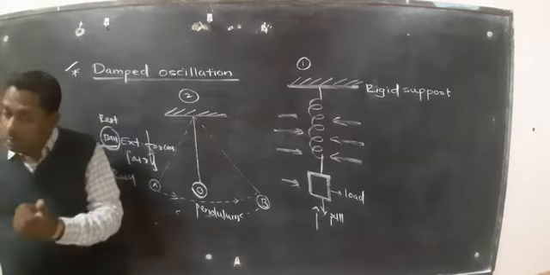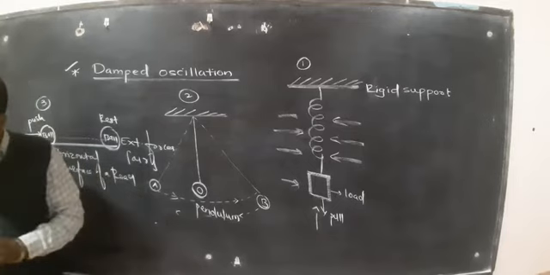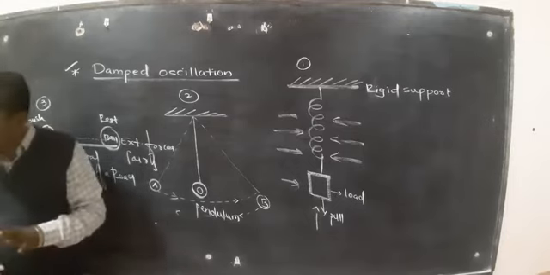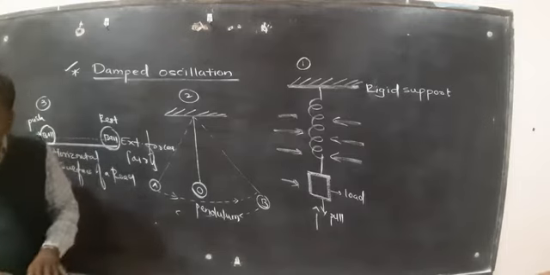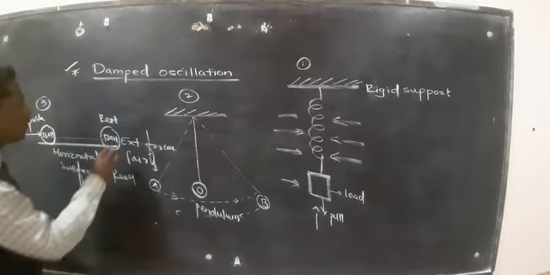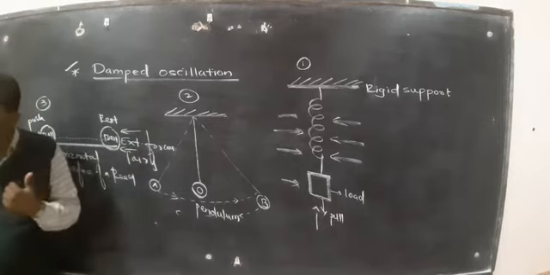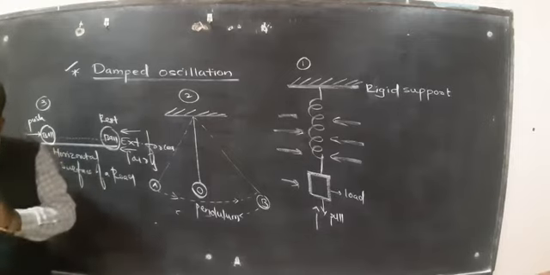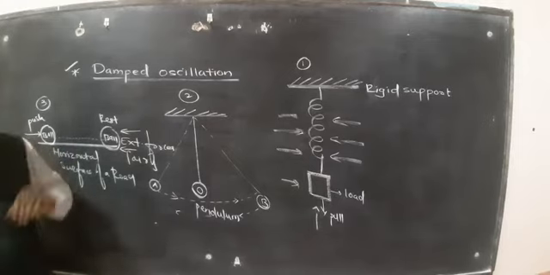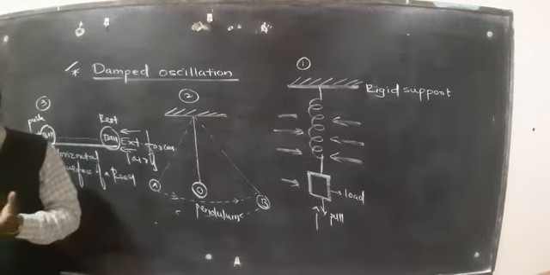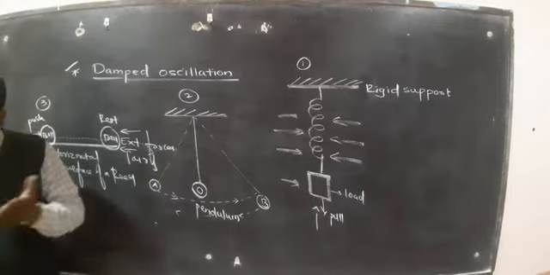Why does the ball come to rest? It means that somewhere there are some invisible forces. Those invisible forces oppose the motion of the ball. Such motion is also named damped motion. You can call it damped motion.